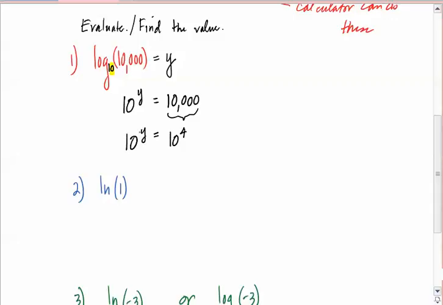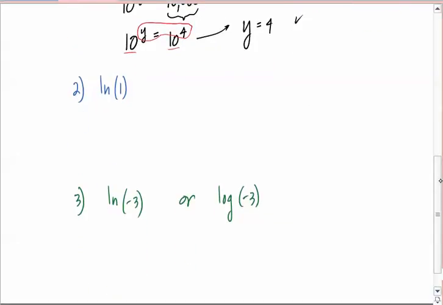Now the one-to-one property of logs says, hey, because these bases match, what I'm allowed to do is to take the powers and set them equal to one another. And that just makes sense, right? Whether you know any math or not, that just says, hey, if those are in the same position, they have to equal each other. So y is equal to 4. Okay? Let's take a look at the next one.